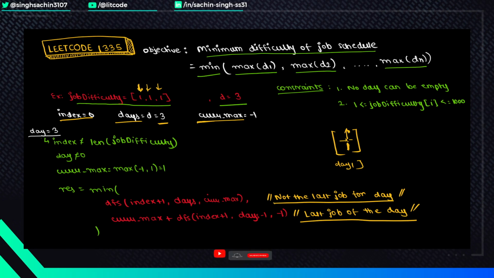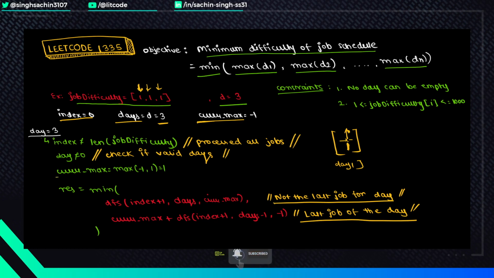So what we'll do, we will first check if we have already processed all the jobs. If we have already done that, we don't have to process anything further. There is another check, because it is possible that we are exceeding the days limit. So check if valid days are present.